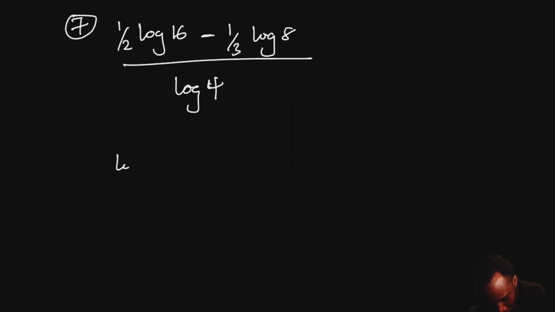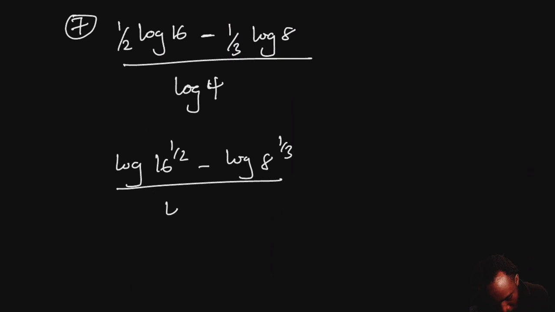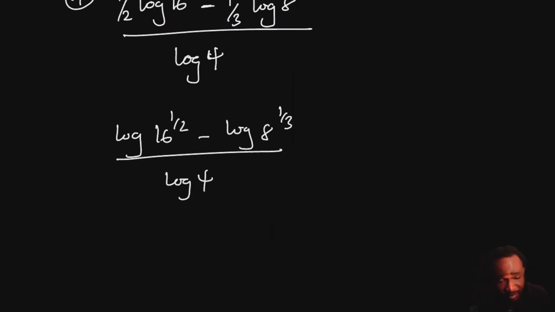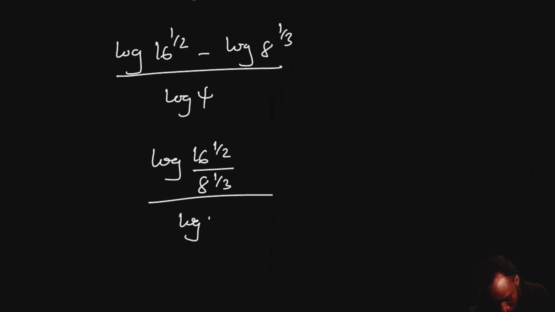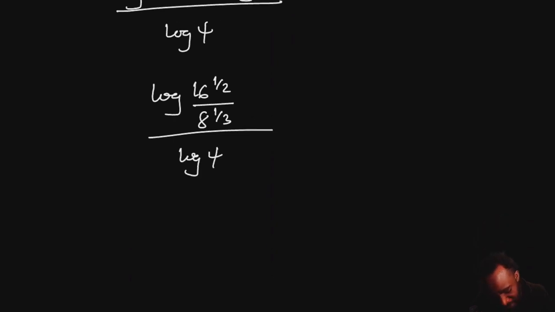We are going to have log 16 to the power 1 over 2 minus log 8 to the power 1 over 3, all over log 4. Now, since I have done this, it becomes a lot simpler to utilize the division law of logarithms. So what do we do over here? We have a subtraction sign, so we can rewrite this as log of 16 to the power 1 over 2 divided by 8 to the power 1 over 3, all over log 4. So we can go further and simplify this by changing all these to a common base of 2.